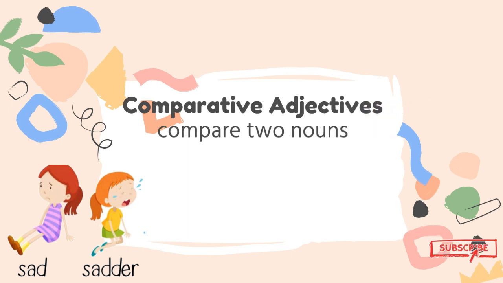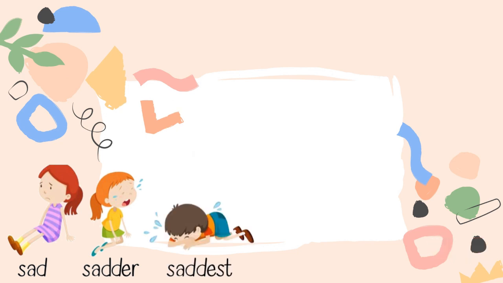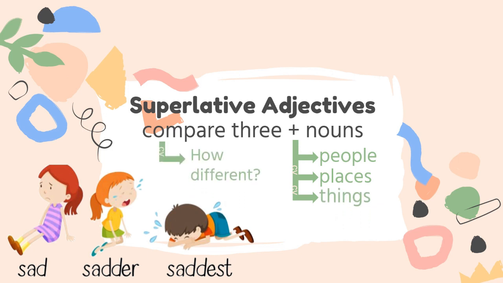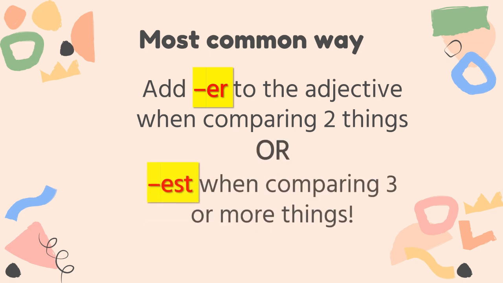We use comparative adjectives to compare between two nouns. It compares between people, places, or things. It tells us how one noun is different from the other. Meanwhile, superlative adjectives compare three or more nouns. It compares between people, places, or things. It also tells us how one noun is different from the rest. The most common way is to add ER to the adjective when comparing two things, or add EST when comparing three or more things.